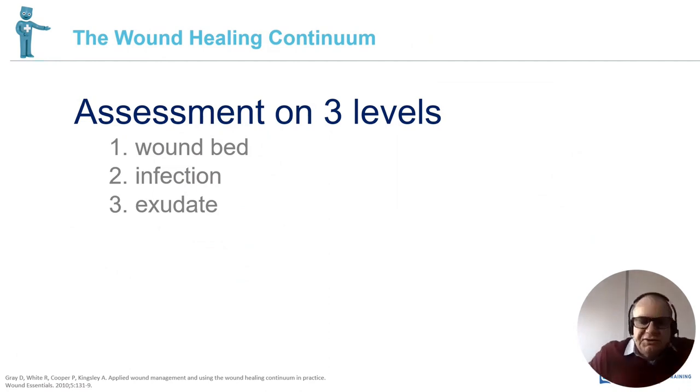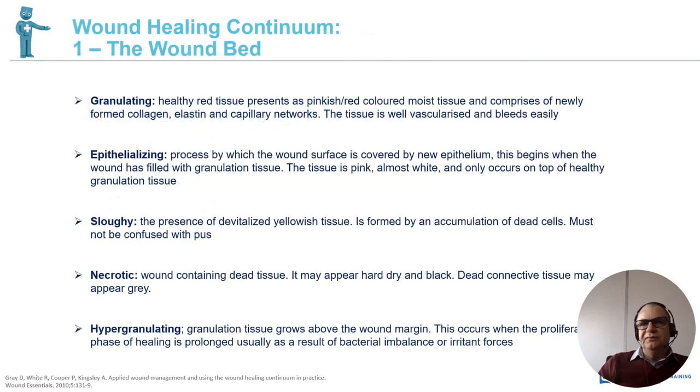Now doing it in a structural way, this is based also on another tool which goes towards the wound healing continuum, and it involves three things: the wound bed, infection, and exudate. When we look at the wound bed, we need to look obviously at what type of tissue do we have. Do we have granulation? Do we have epithelialization? Is there debris inside like slough or necrotic tissue? Is there hypergranulation, which is indicative of infection?